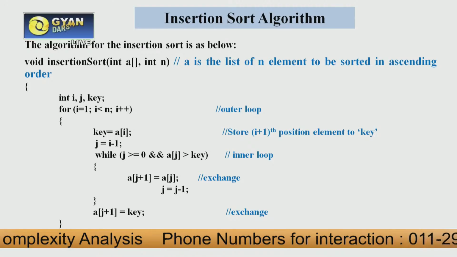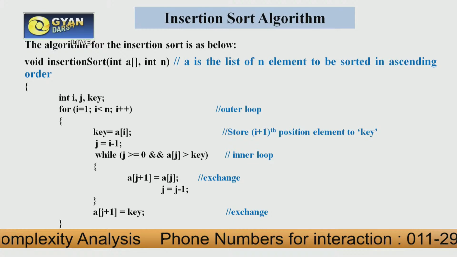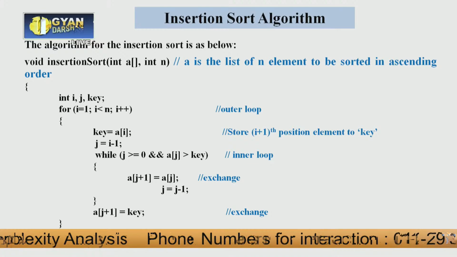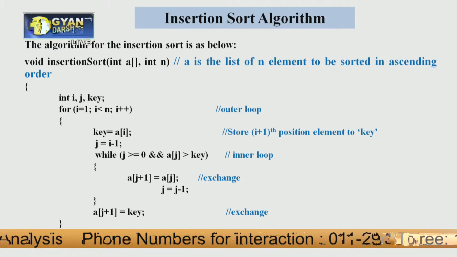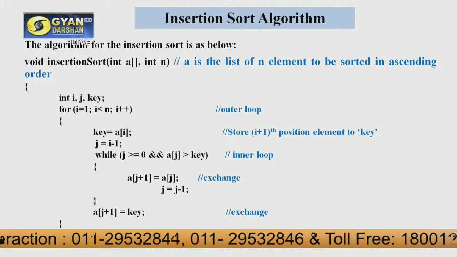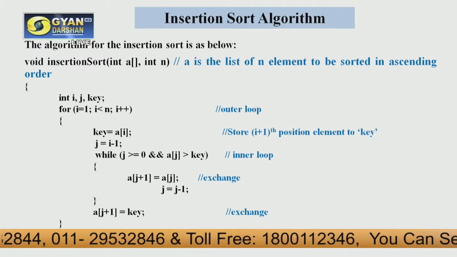So this process will continue till the last element, and at last we will get the entire list sorted in ascending order. Similarly, if we want to do the sorting in descending order, then there will be certain changes in the conditions or in the program. So that is how the insertion sort algorithm works.